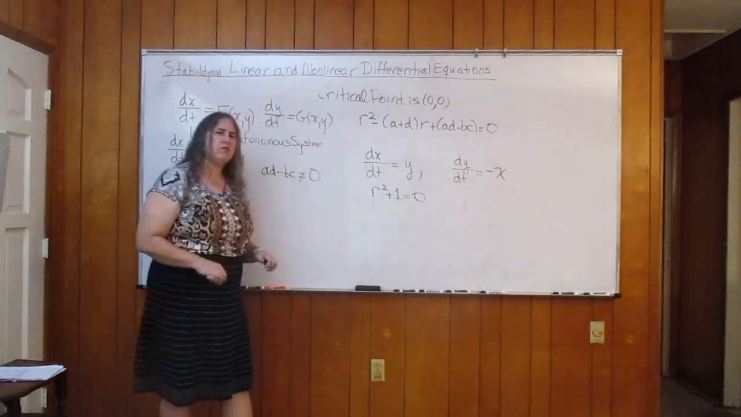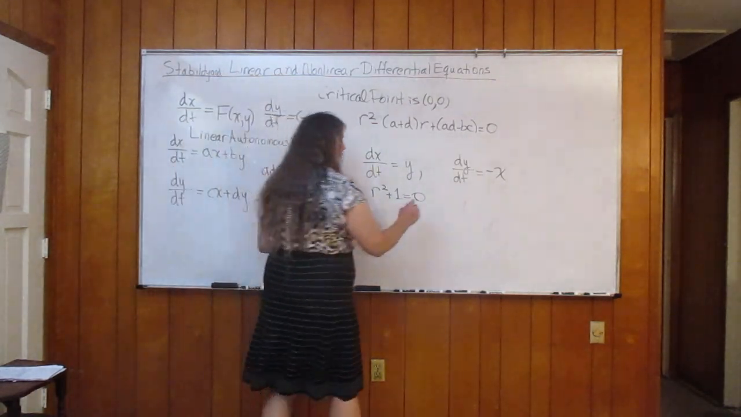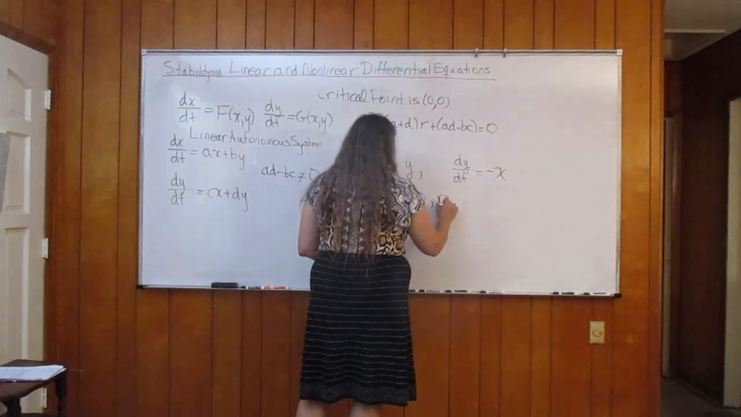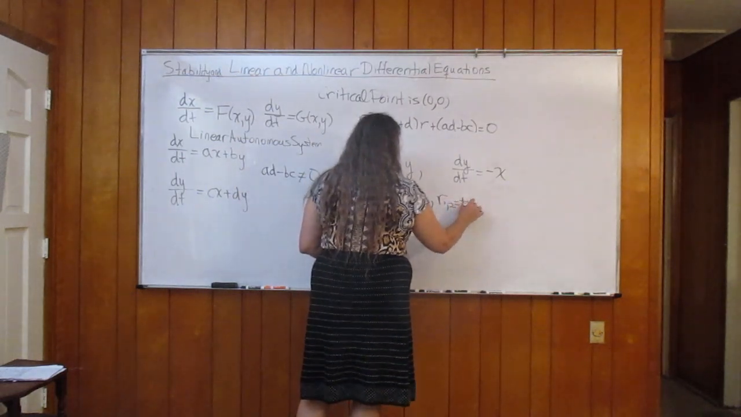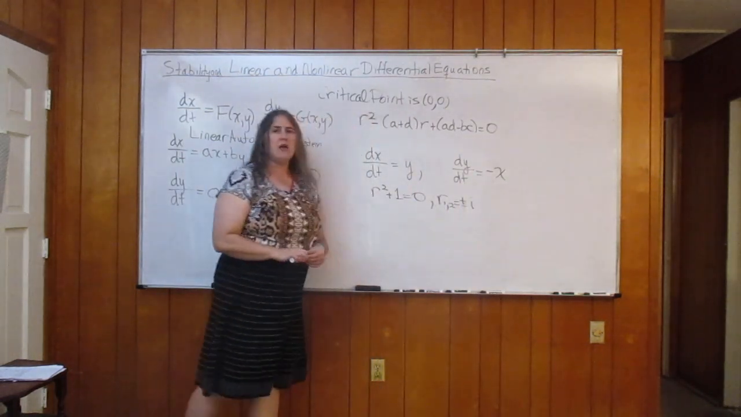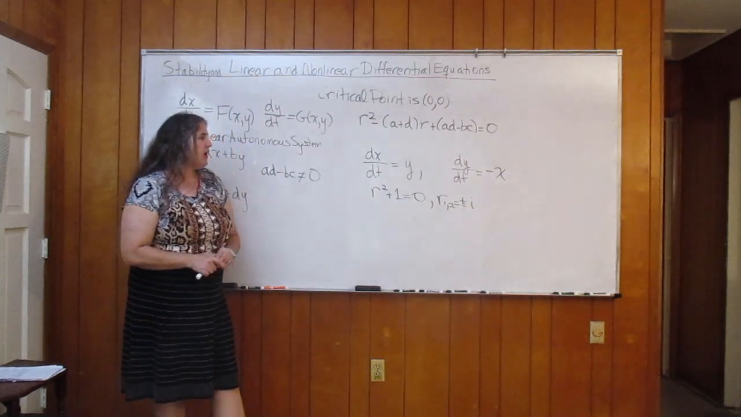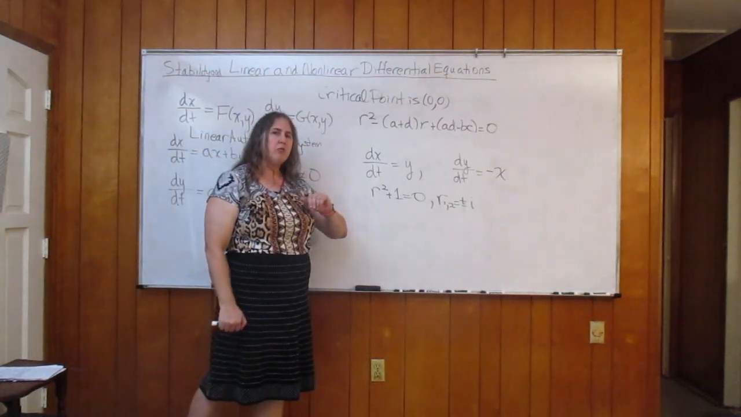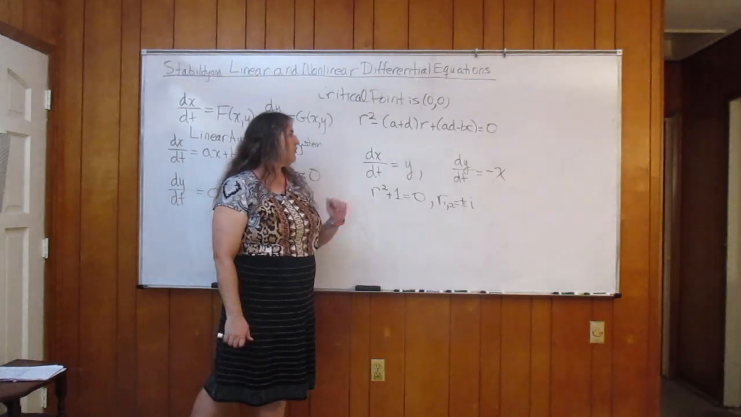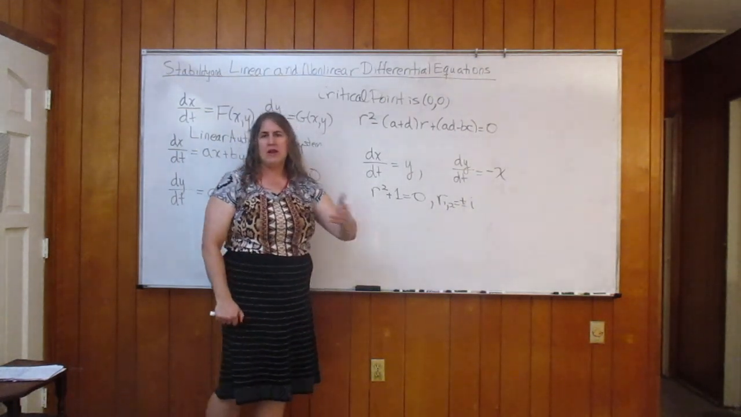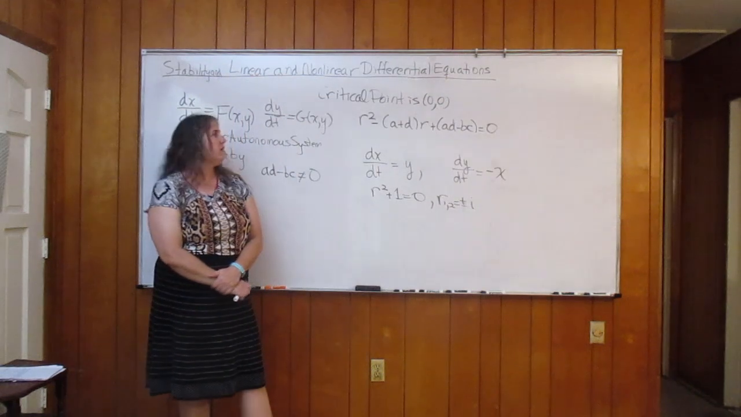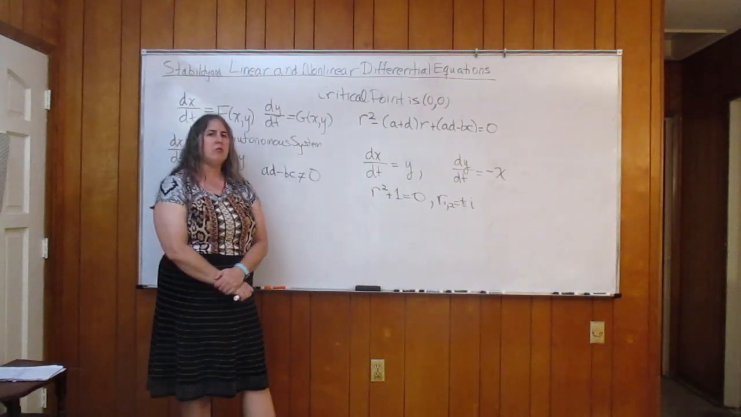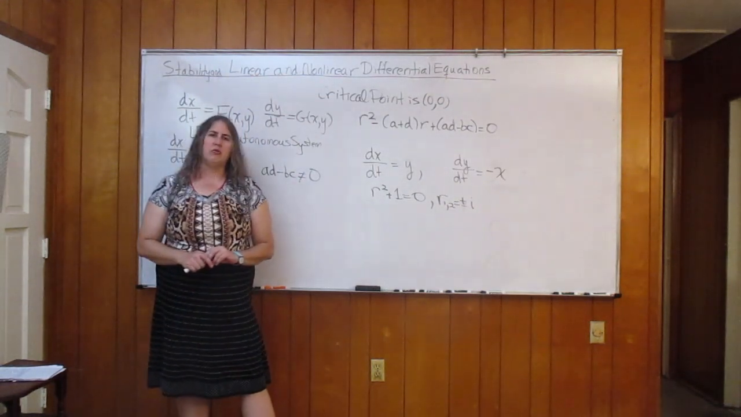The characteristic equation in this case is just going to be r squared plus 1 is equal to 0. And the two roots there are equal to plus or minus i, which are purely imaginary. This system will lead to a center type critical point, and the solution will be stable. So let's go ahead and take a look at that. Trajectories plotted in the neighborhood of the critical point 0, 0.